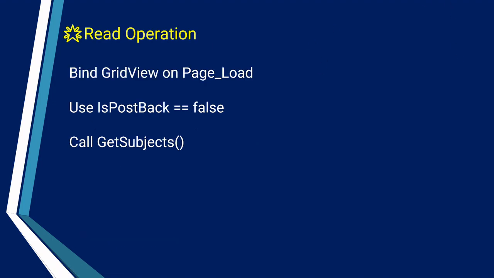The read operation is handled by binding the grid view. Load the subject list only when the page loads for the first time by checking is postback. Use the get subjects method from the BLL to retrieve all records.